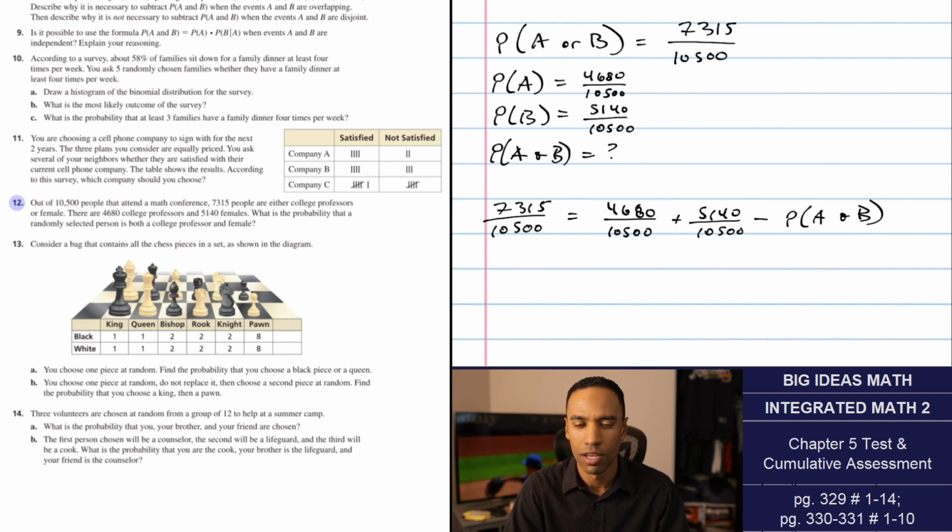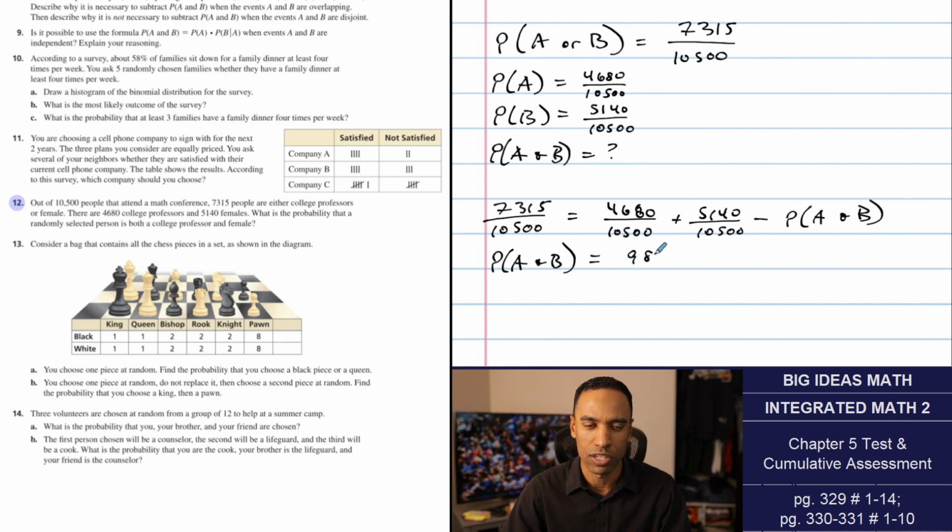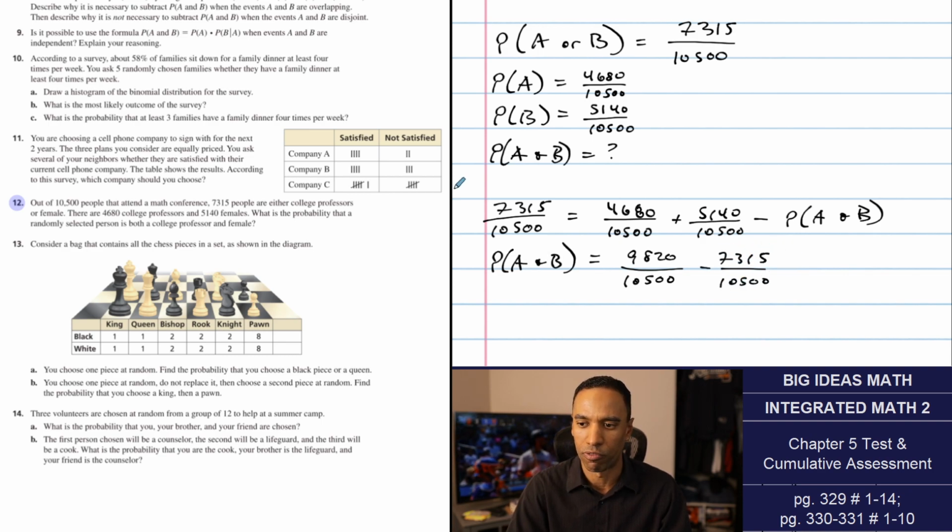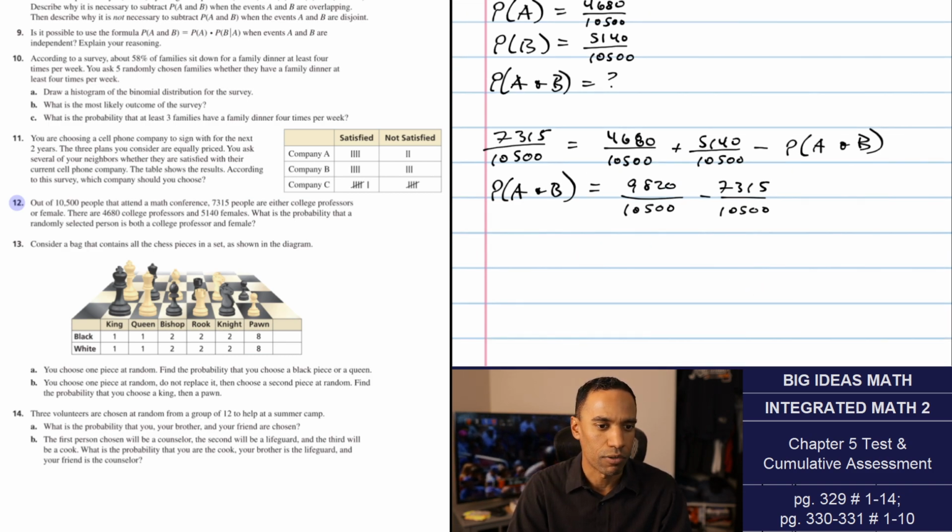4680 plus 5140 gives 9,820. So I'm going to add the probability of A and B over 10,500, and subtract 7315 over 10,500. I still have 9820 from these two added here, and I'll subtract the 7315. Eventually, I'll write the decimal version or a reduced fraction. Let's now do the subtraction. 9820 minus 7315 is 2,505.